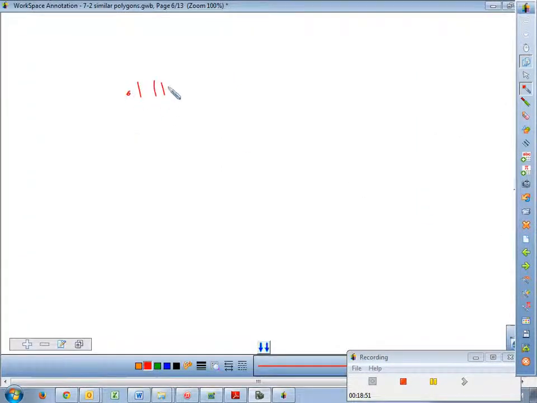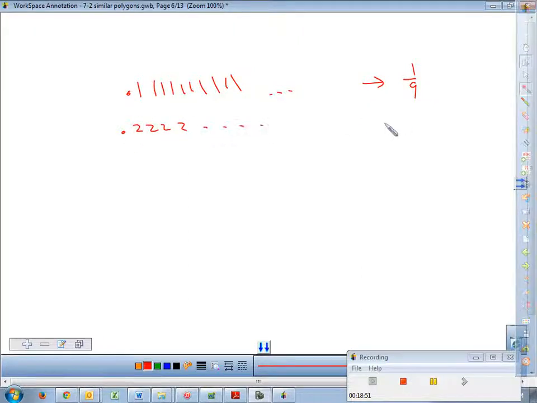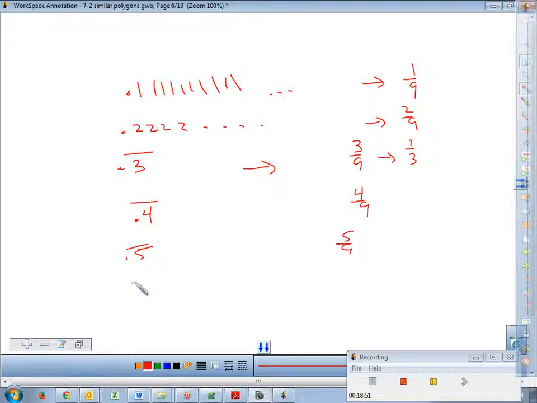Okay? 0.1 repeating is 1/9. Awesome. 0.2 repeating is 2/9. 0.3 repeating. What is that? It's 3/9, which is really what? 1/3. So what's 0.4 repeating going to be? 4/9. What's 0.5 repeating? 5/9. What's 0.6 repeating? 6/9, which is really what? 2/3. What's 0.7 repeating? 7/9. 0.8 repeating? 8/9.